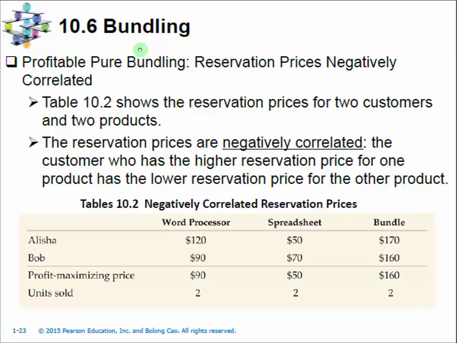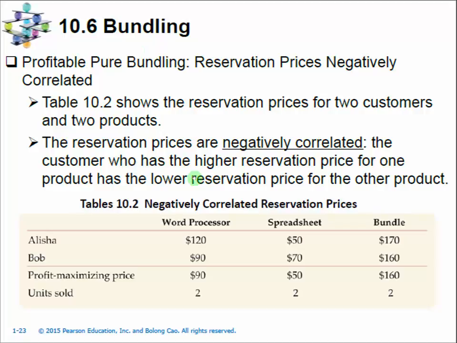Bundling is a very interesting pricing technique. It shows us how firms with market power utilize the relationship between reservation prices of consumers for related products to extract more consumer surplus when they bundle their products together.